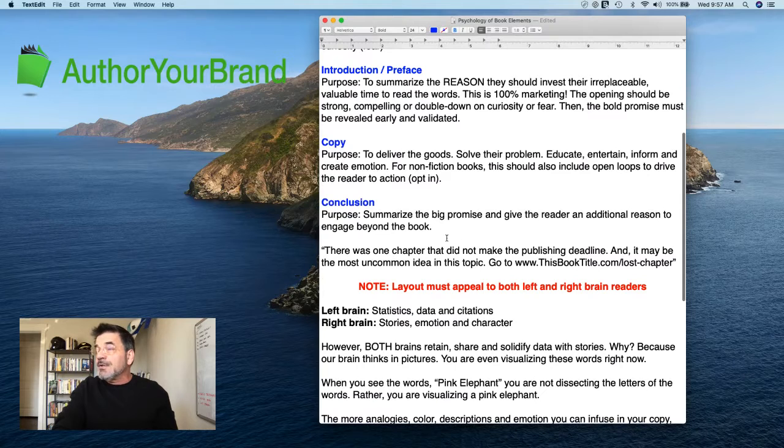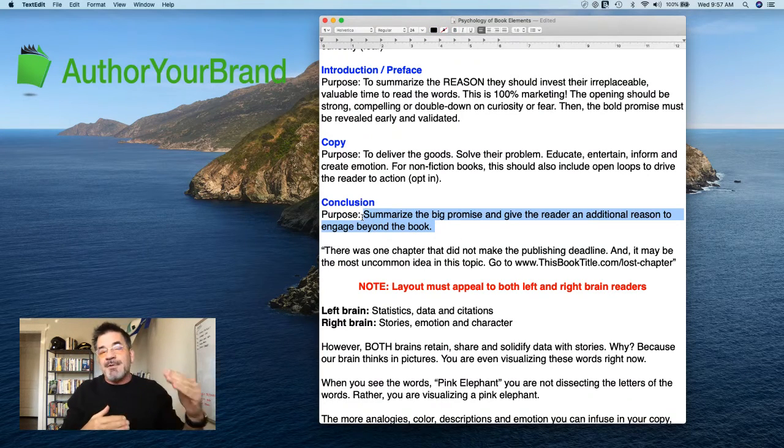And of course, the conclusion. The conclusion should summarize the big promise. What I promised in the introduction and preface now should be summarized. And if it's a nonfiction book, I want to compel that person to actually go and do something, take some action, opt into something.